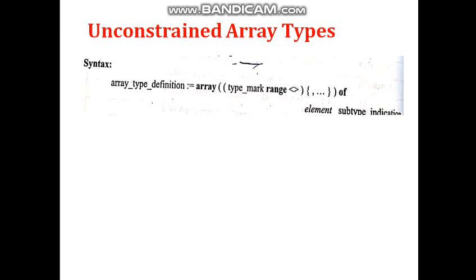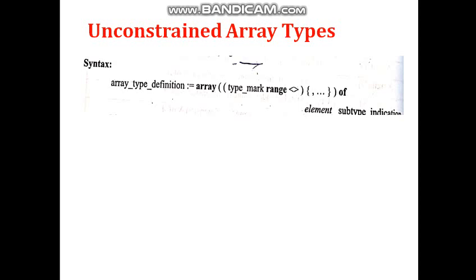Here a particular symbol, less than greater than, is given. This symbol is called a box. It can be thought of as a placeholder for the index range, to be filled in later when the type is used. At the time the type is used, we can write some index value in place of that box. For that purpose, this box is given in an unconstrained array.